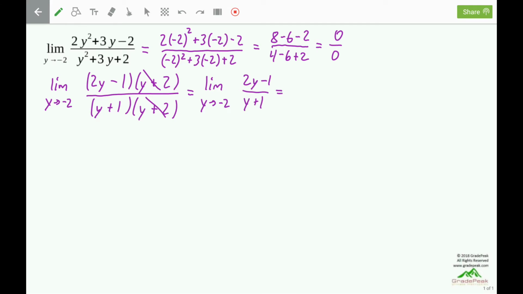And we can now plug in -2 for each of the y's. We have removed the 0 over 0 problem that was occurring. In the numerator, we have 2 times -2 minus 1, which is -4 minus 1. In the denominator, we have -2 plus 1, which is a -1. In the numerator, -4 minus 1 is a -5. In the denominator, it's a -1. -5 over -1 is positive 5.